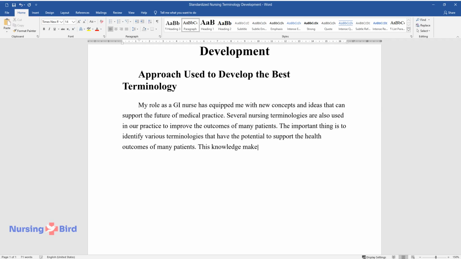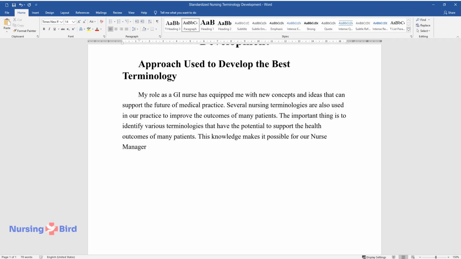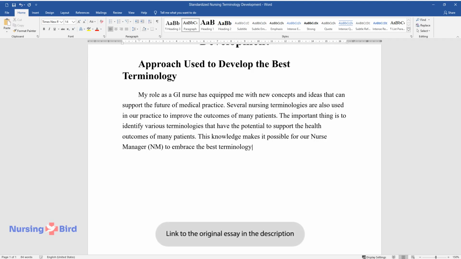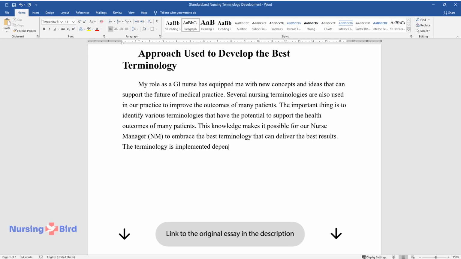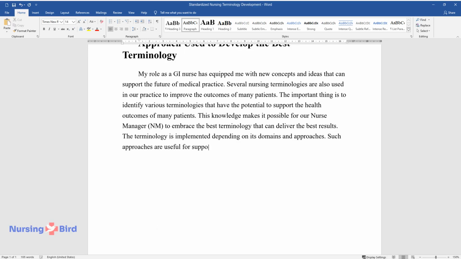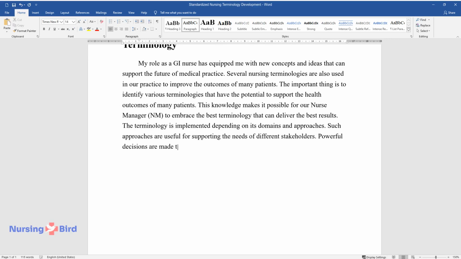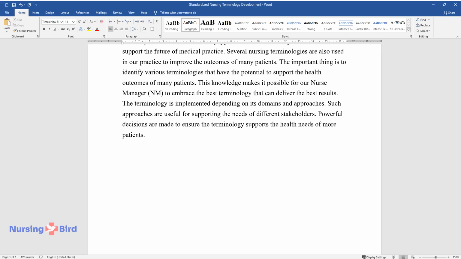This knowledge makes it possible for our nurse manager, NM, to embrace the best terminology that can deliver the best results. The terminology is implemented depending on its domains and approaches. Such approaches are useful for supporting the needs of different stakeholders. Powerful decisions are made to ensure the terminology supports the health needs of more patients.